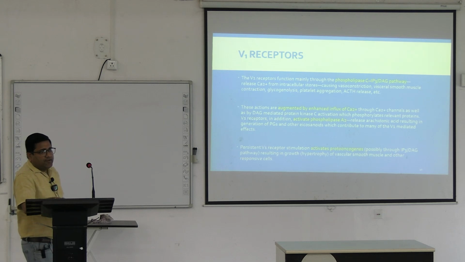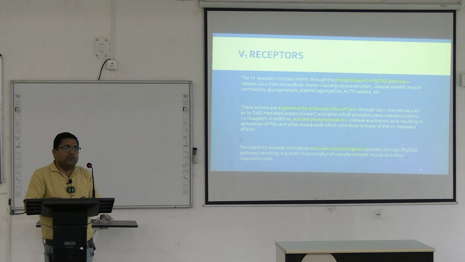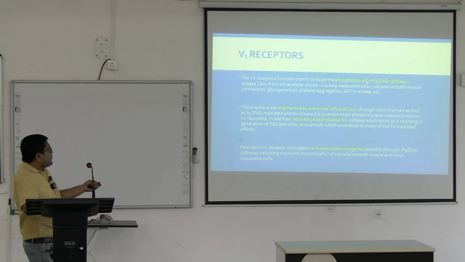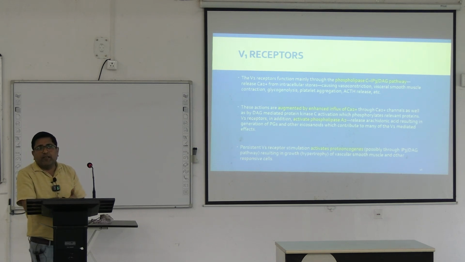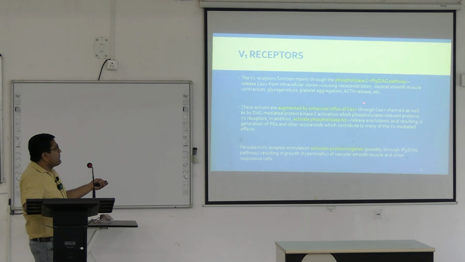Now V1 receptors are basically Gq type protein coupled receptors. So how will Gq type protein coupled receptors work? Yes, sorry, say it louder. Through the IP3-DAG pathway. So it will cause phospholipase C activation, the IP3-DAG pathway, and cause increased release of calcium from the intracellular store, and that is responsible for vasoconstriction, visceral smooth muscle contraction, glycogenolysis in the liver, platelet aggregation by acting on the platelet, ACTH release and others.